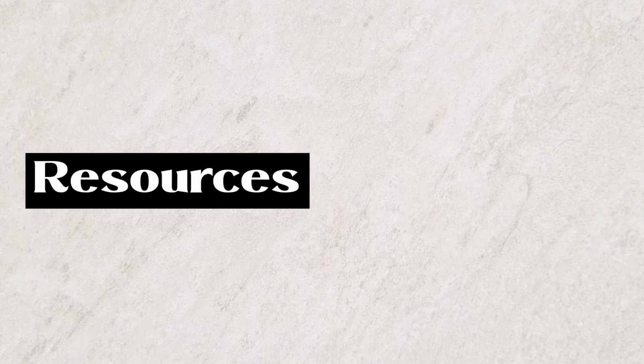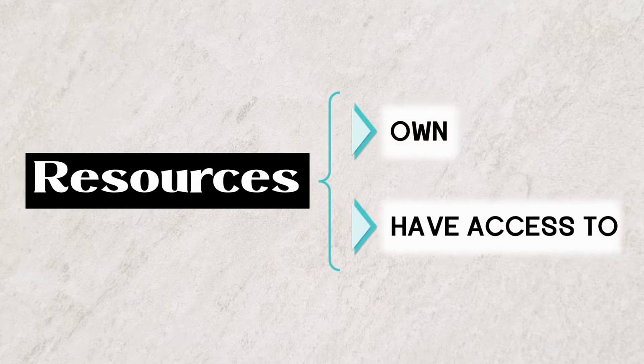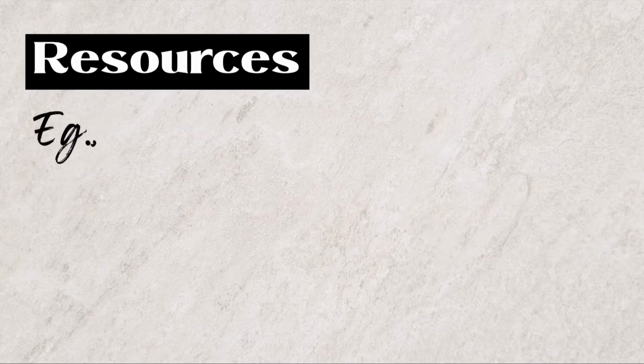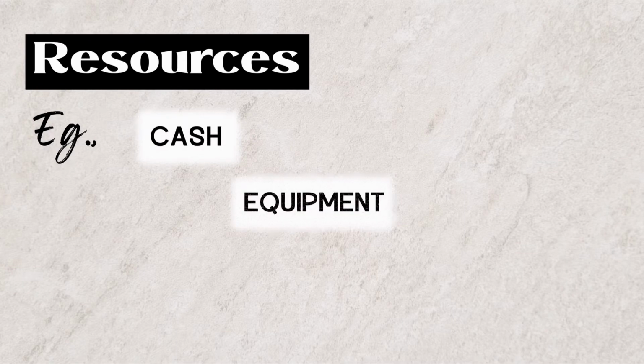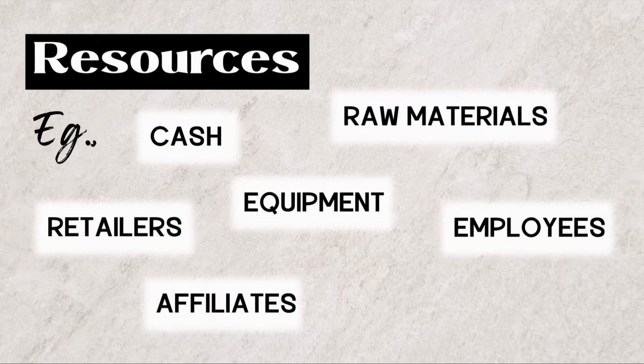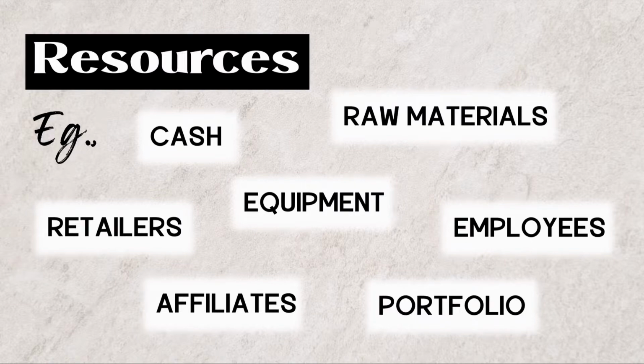When talking about resources, we can be talking about things that you own or that you can have access to if you need to use them. This can include a huge variety of things, such as cash that you can have or can borrow or raise, equipment, raw materials, employees, a network of retailers or affiliates to help you sell your products, a solid portfolio to showcase, etc. And the type of resources that may constitute a strength for you will depend a lot on your industry and the type of work that you do or aspire to do.